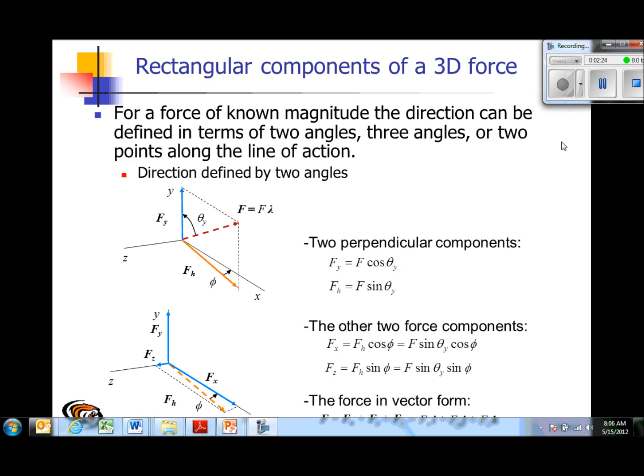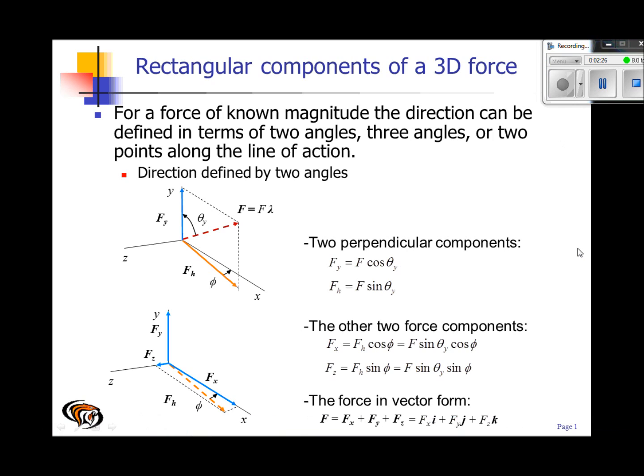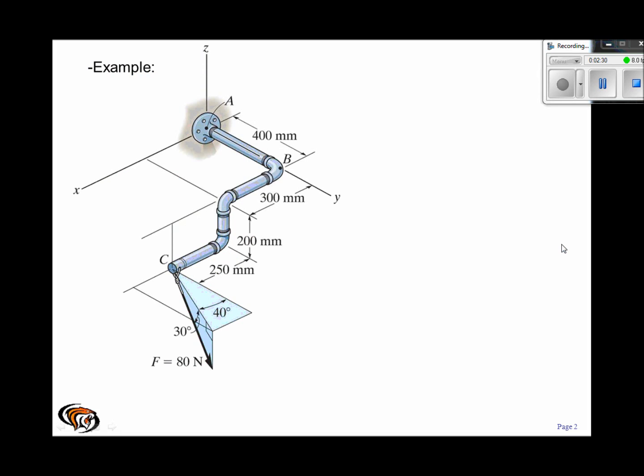Next, we're going to illustrate the process by solving two examples. In the first example, the angles are given as 30 degrees with respect to the horizontal plane x, y, and the second angle is given as 40 degrees for that line projected onto the xy plane, with respect to the y-axis.